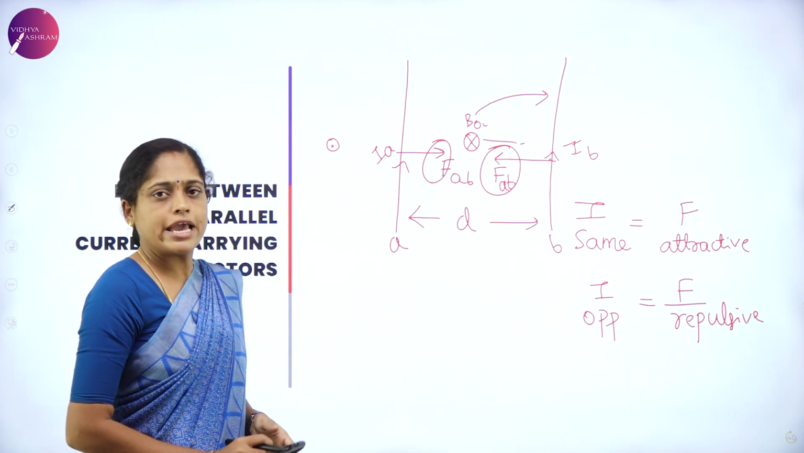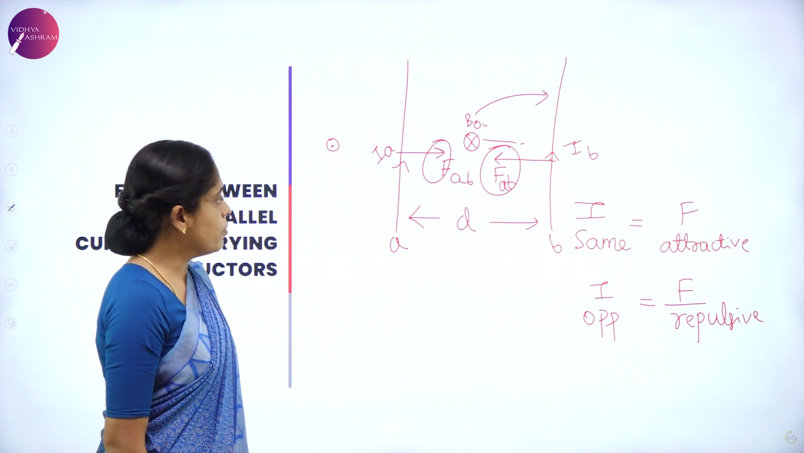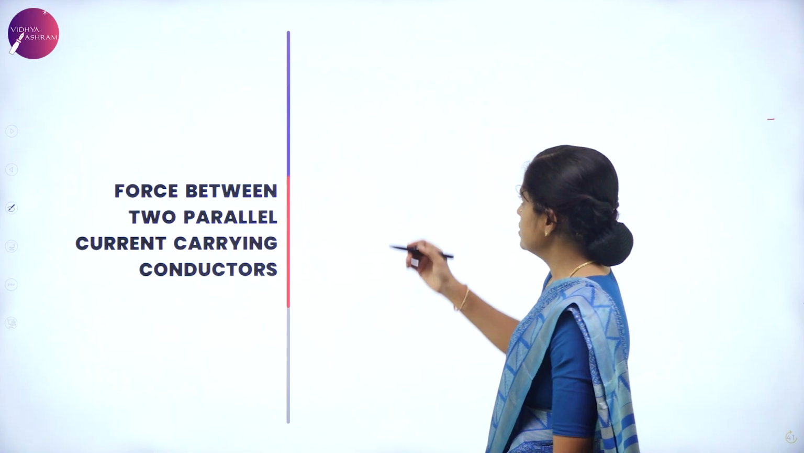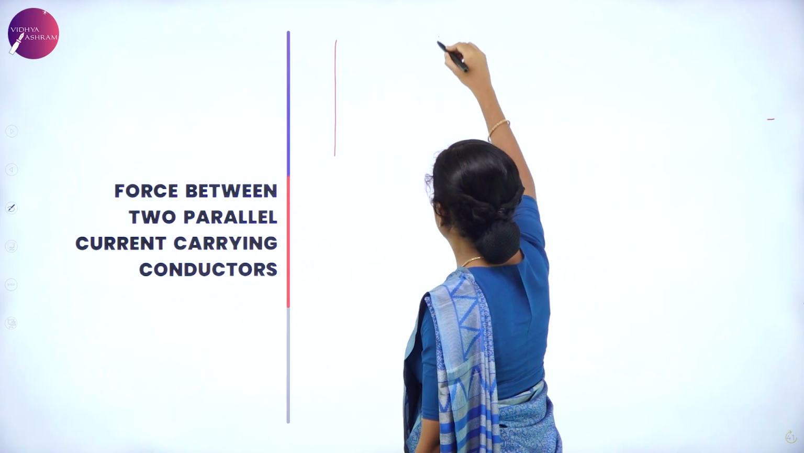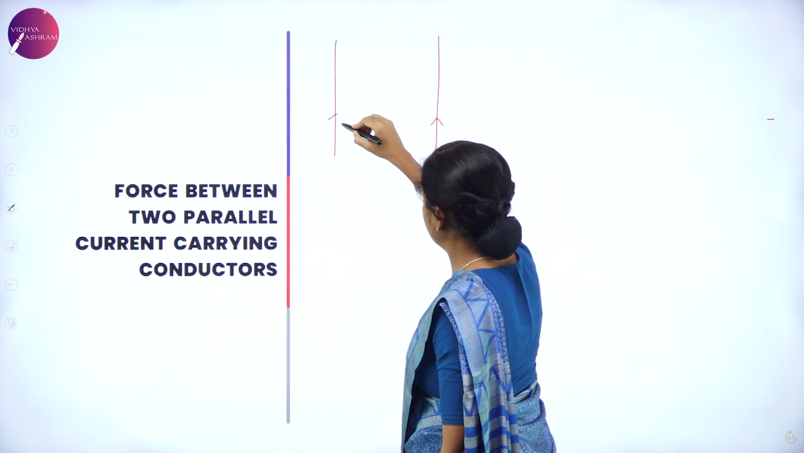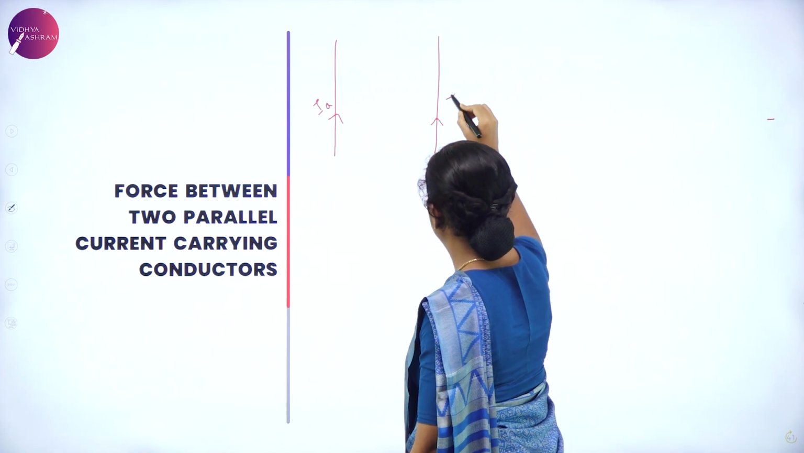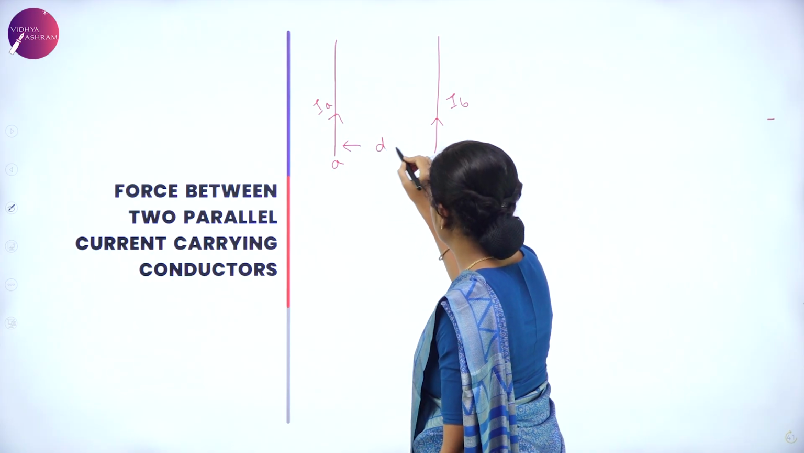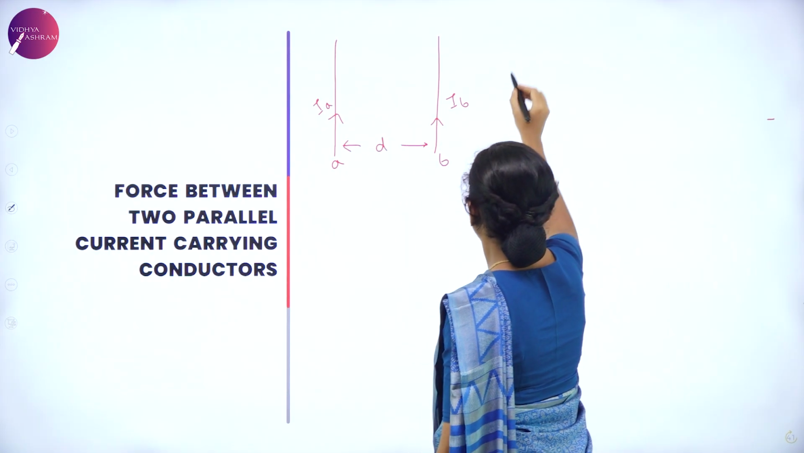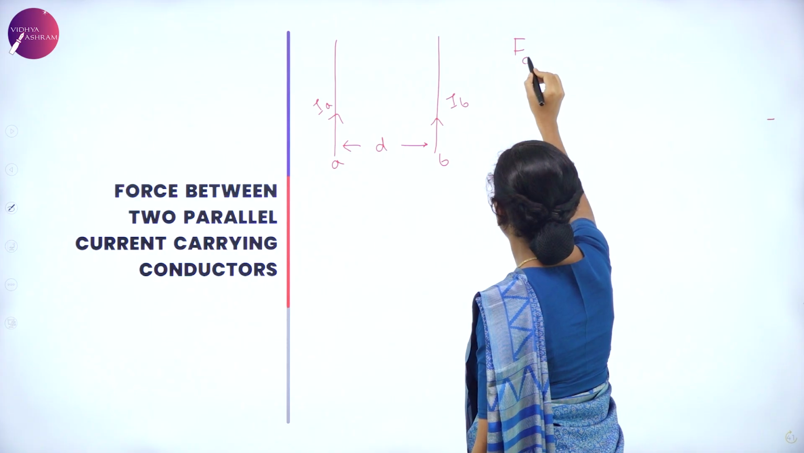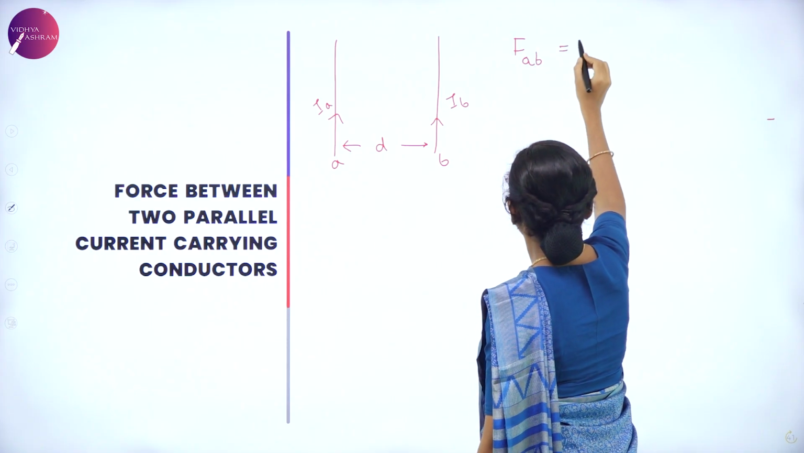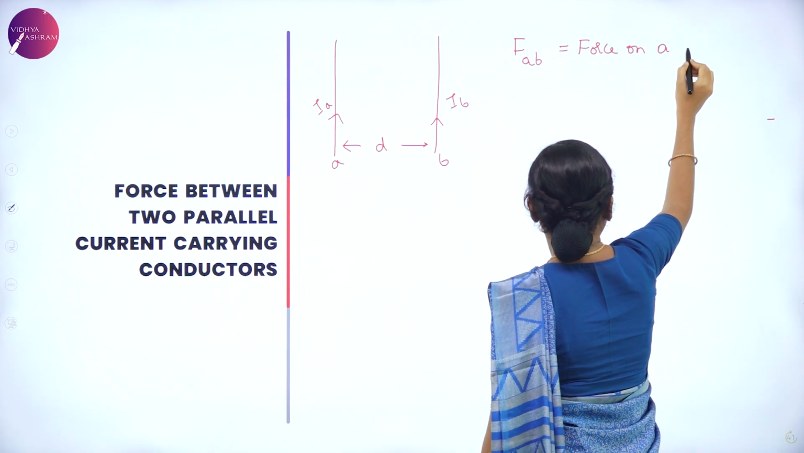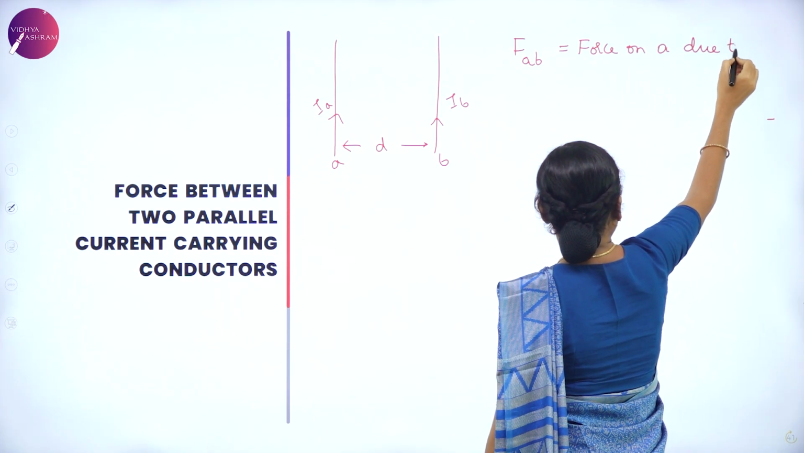Now I need to find the force expression between two parallel conductors carrying current. Again consider two parallel conductors carrying currents IA and IB. The conductors are A and B at a distance D. Now, the force on A due to B.